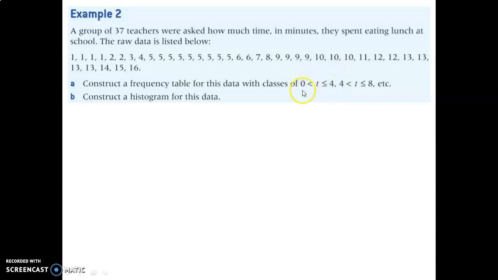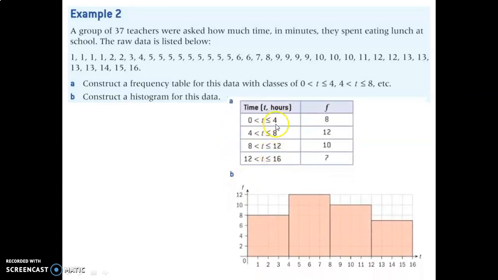You're going to group all the things between 0 and up to including 4 minutes in one group, and then 4 to all the way up to including 8 minutes in another part of the table, and so on. So what are the values in your table going to be? Okay, double check your work. Here's your table. You can see 8, 12, 10, and 7.